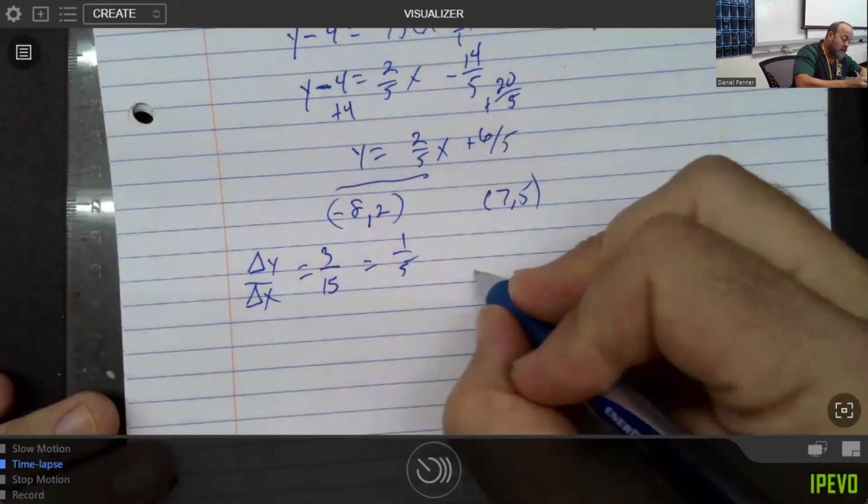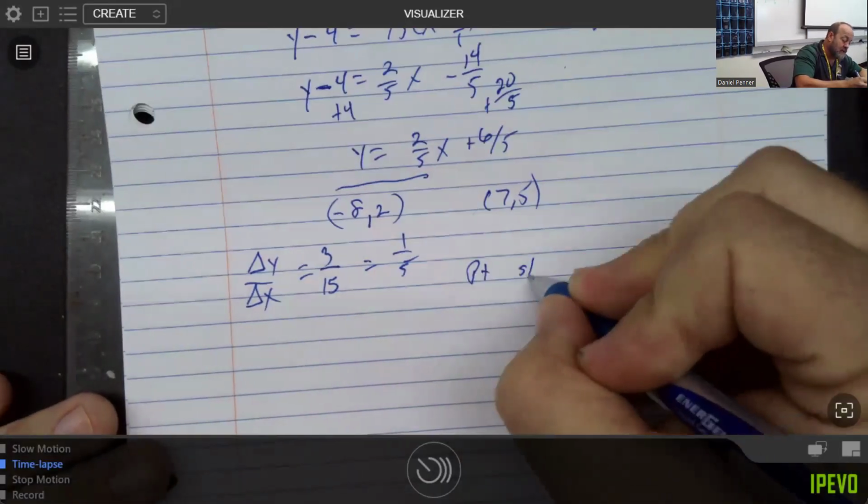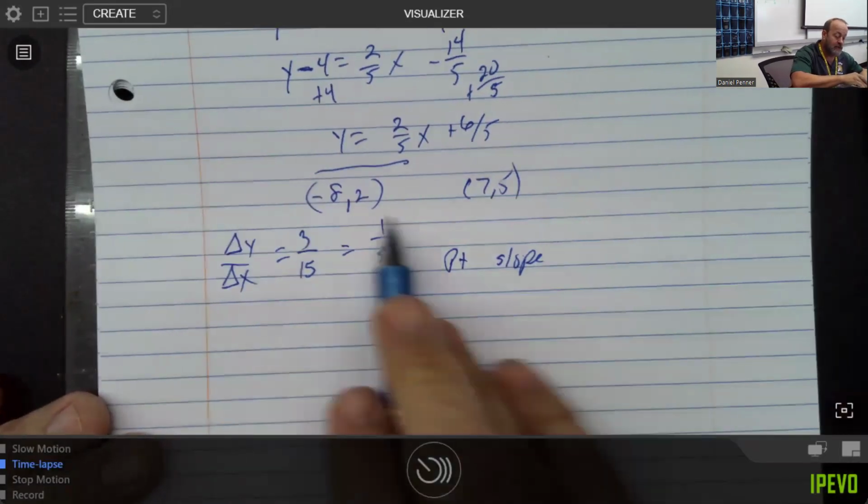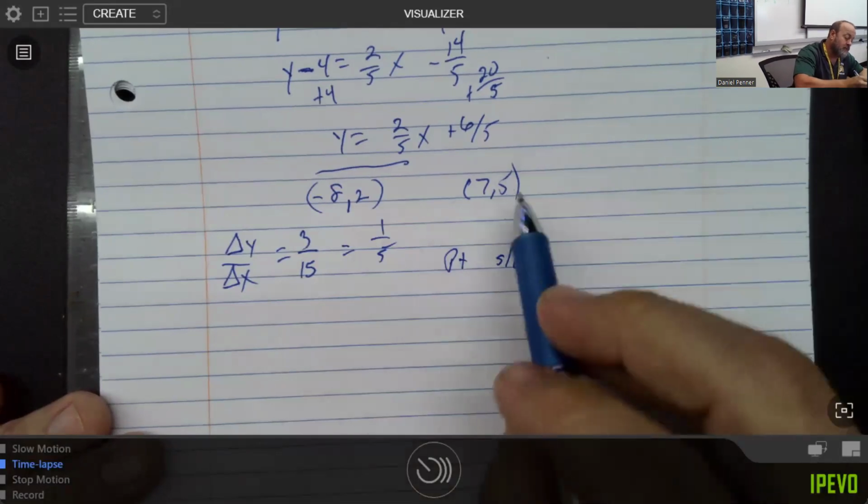Now, I'd already told you I really like point slope, so that's where I'm going to start. And it doesn't matter which value I pick. I guess I'll pick this one.